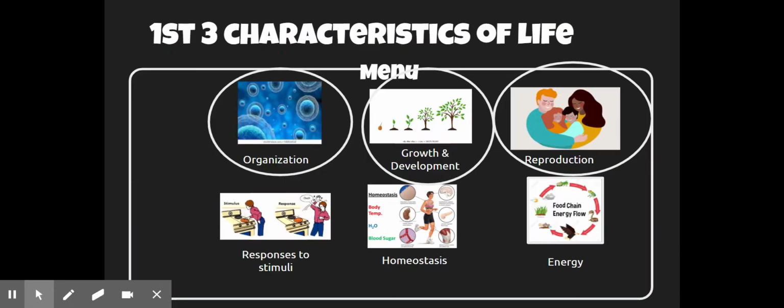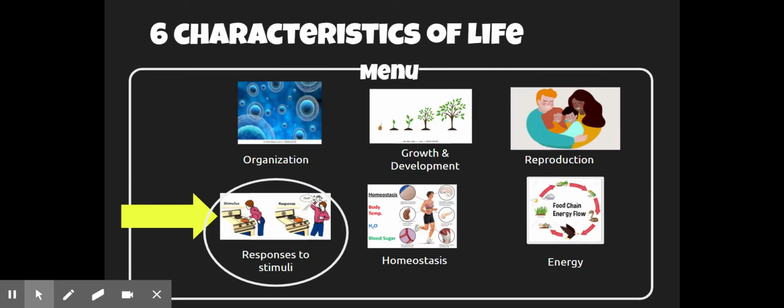Last video, we went over the first three characteristics of living things: organization, grow and develop, and reproduce. This video, we're going to be going over a fourth characteristic of living things, and that is responds to stimuli.